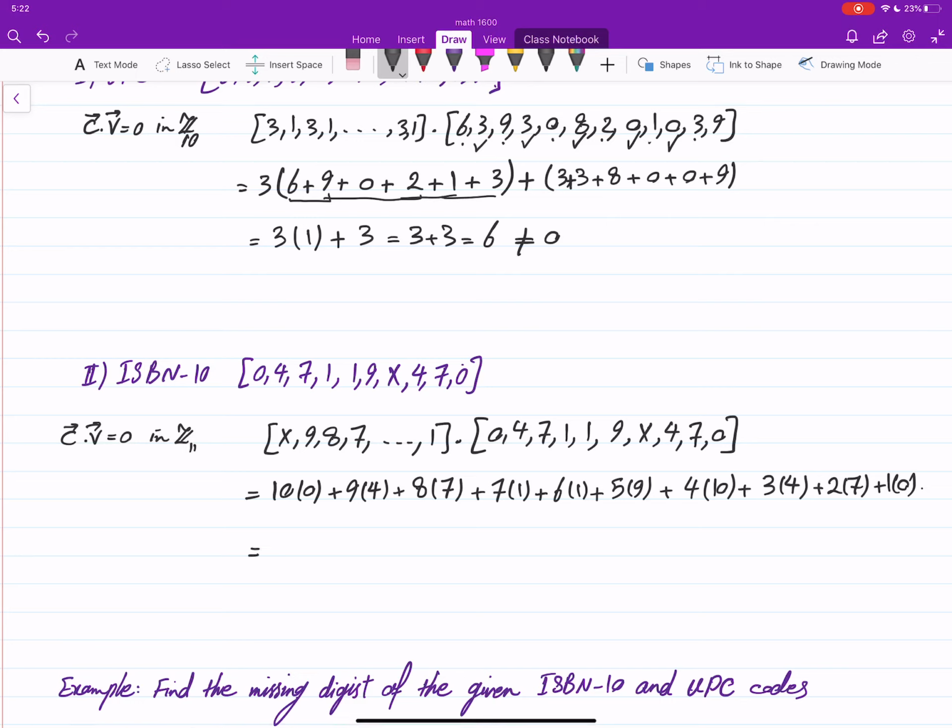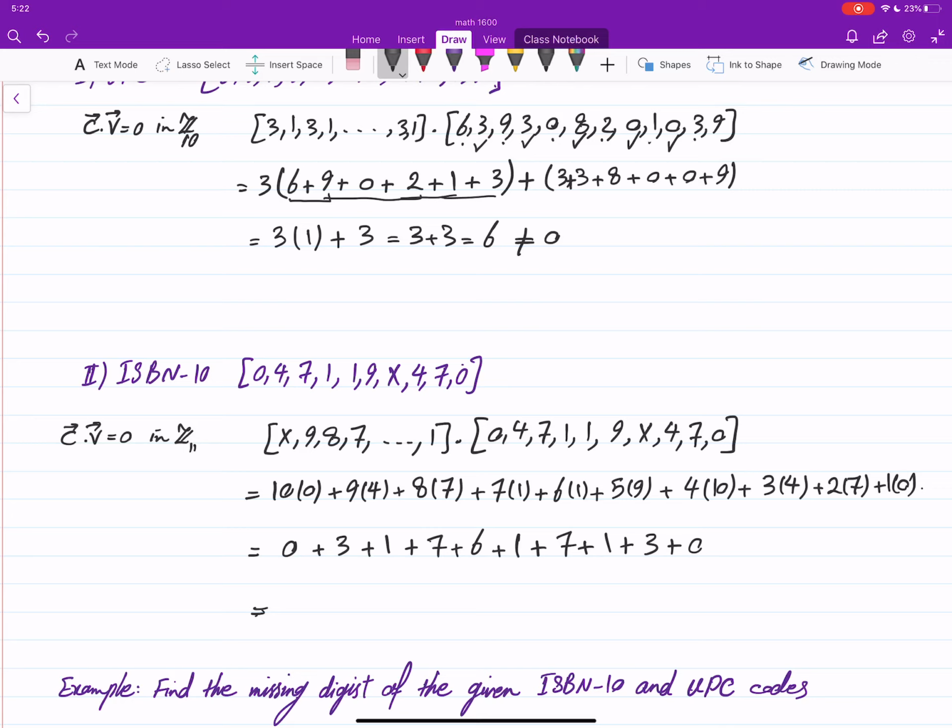So I will do everything in Z11. This guy is 0. This is 36. 36 in Z11 is 3, plus 8 times 7 is 56. 56 in Z11 is 1. 7 is 7. 6 is 7. 5 times 9, 45. In Z11 it is 1. This is 40, in Z11 that is 7. 12 in Z11 is 1. 2 times 7 is 14. That's 3 in Z11. And the last thing is 0.